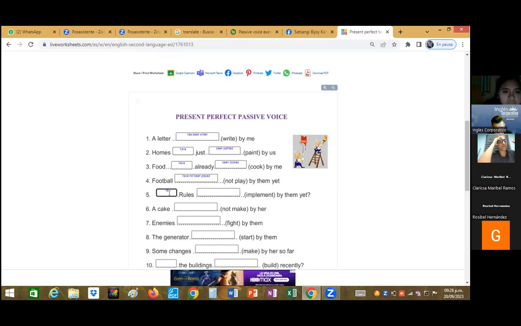Have rules. Implemented. It is by them yet. Implemented. It is. Yes. By them. Okay. Has not made. Has not been made. Made de pasado. Make es pasado, no. Make o made. Así como lo escribí. Yes. This one, made. Sí, sí, así es, así.